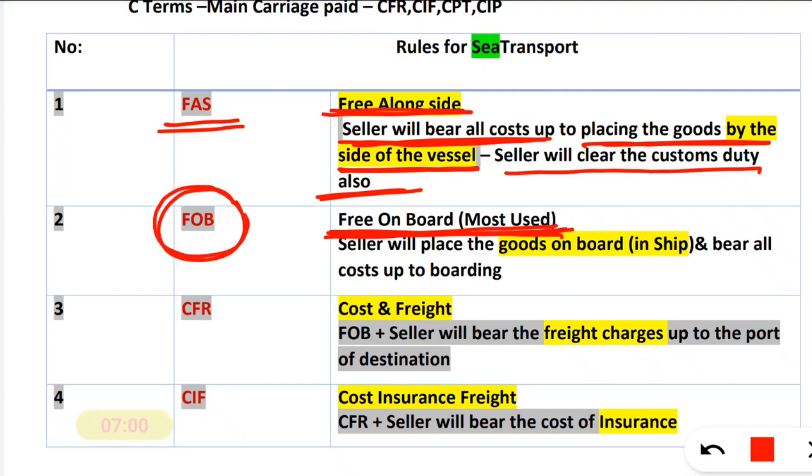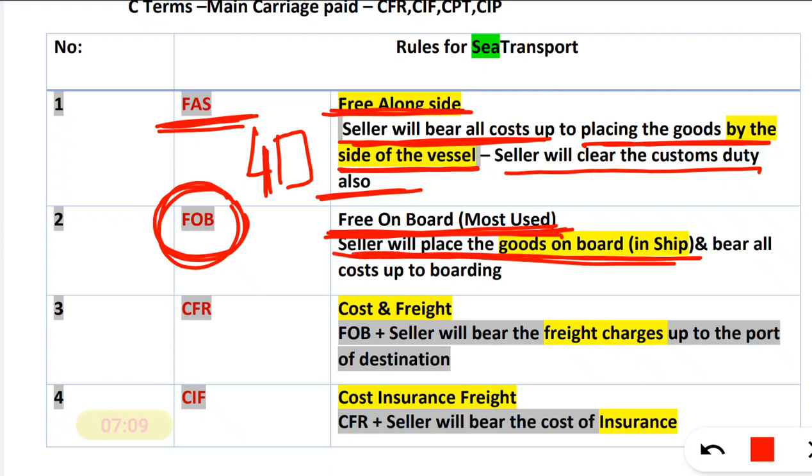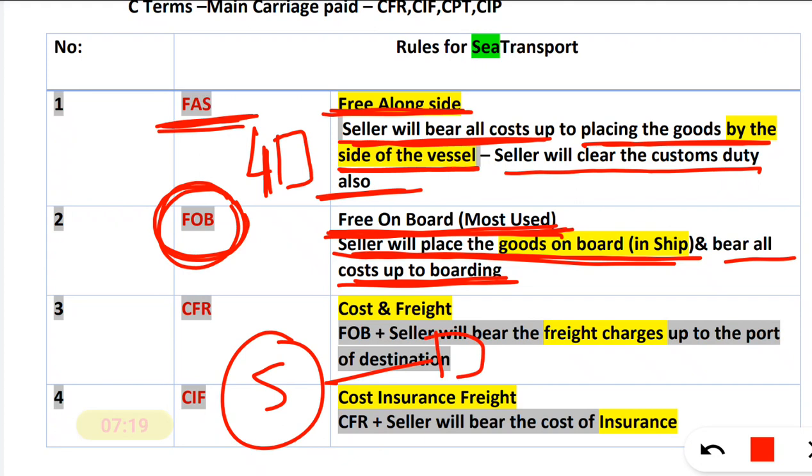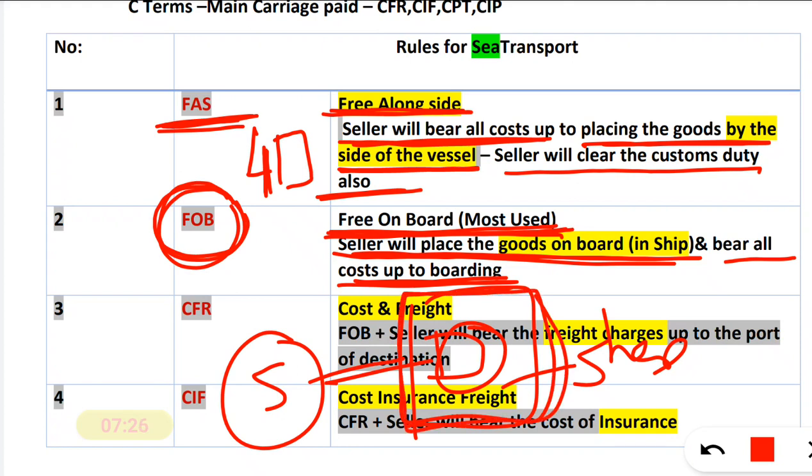So there may be a question which is most used, so obviously it is the FOB. Here in case of FAS, the seller is only keeping the goods at the side of the vessel. In case of FOB, the seller will place the goods on board, that means inside the ship, and bear all the cost up to the boarding, up to the loading of the goods. Whatever cost is incurred up to the loading of the goods on the ship will be borne by the seller.